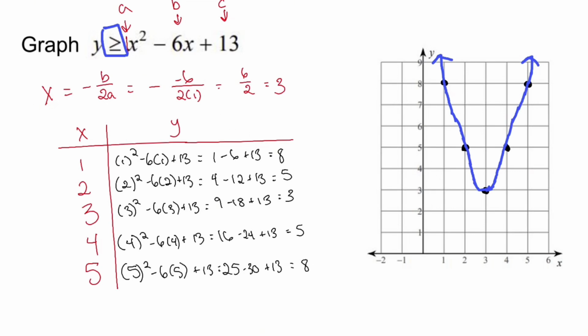Part 2 is the fact that it's greater than, which means what we're going to do is focus on shading above the line, which happens to be inside the graph, inside the parabola looking part, like that.